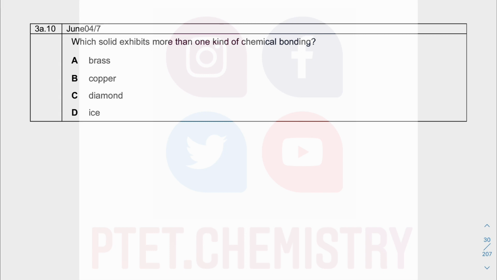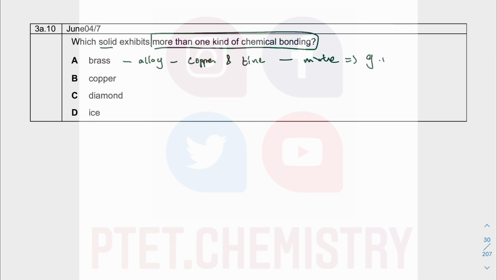Okay, here they say which solid exhibits more than one kind of chemical bonding. Okay, so brass is an alloy. So you did this back in O level or GCSE. It's an alloy of copper and zinc. So alloy is a mixture, so you still have a giant metallic structure. If you have a giant metallic structure, your bonding is going to be metallic bonding between the cations and the sea of delocalized valence electrons. There's just one kind of bonding, metallic bonding.